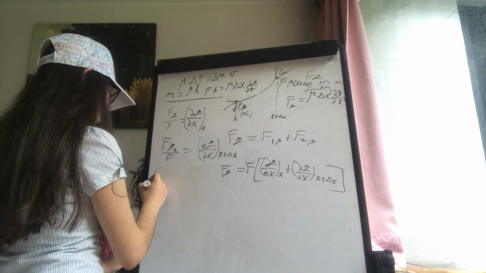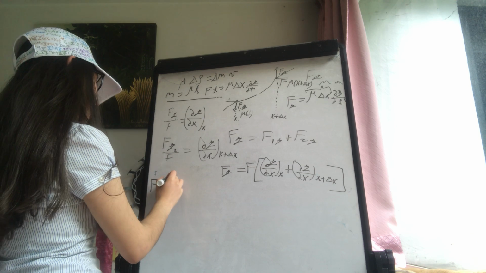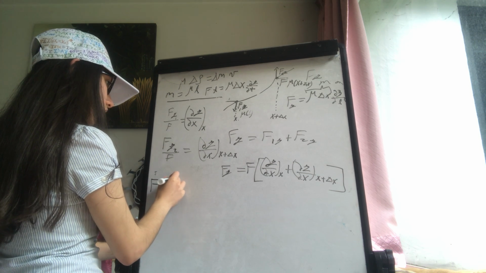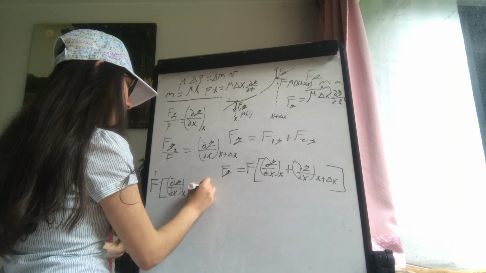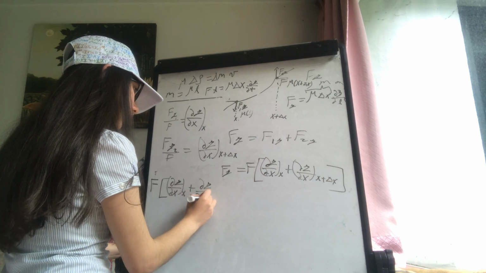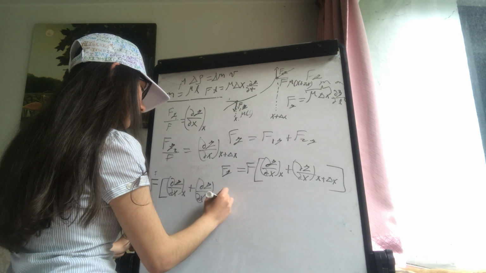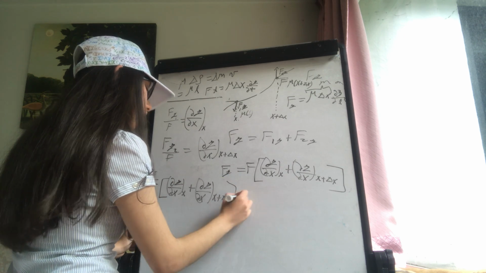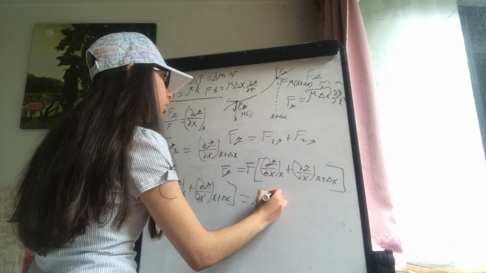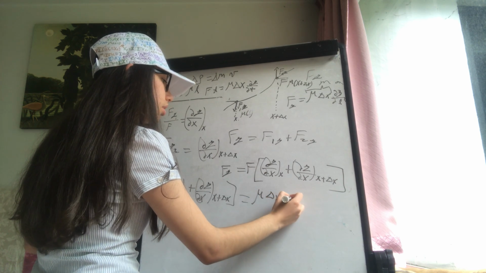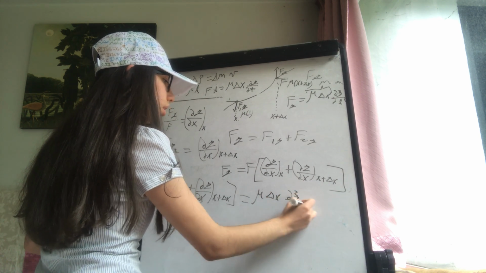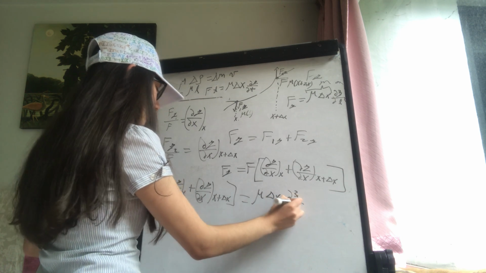So we have f times dy/dx at the point x plus delta x, and dy/dx at the point x, is equal to mu times delta x times the second partial derivative of y with respect to t.